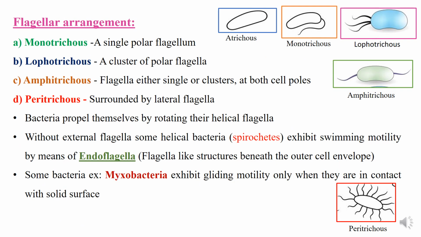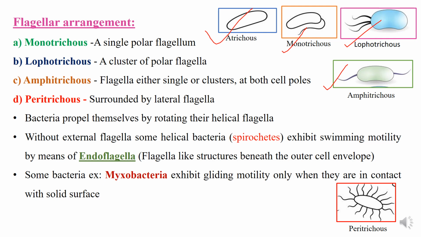Based on flagellar arrangement, bacteria can be divided into different categories. If flagella are absent in the bacteria, we call it atrichous. If the bacteria has a single polar flagellum, we call it monotrichous. If the bacteria has a cluster of polar flagella, it is known as lophotrichous. And if the flagella are present either singly or in clusters on both sides, we call it amphitrichous bacteria.